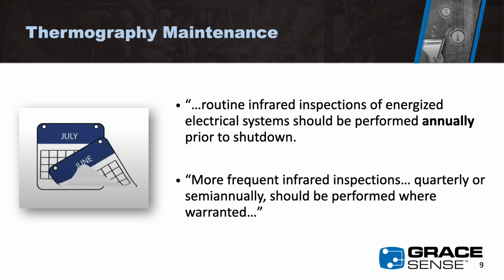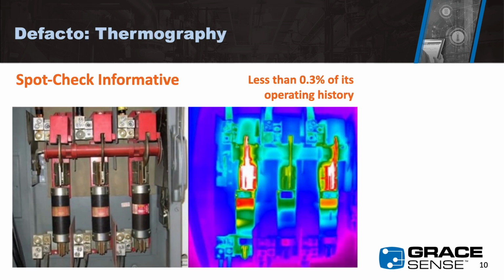So I like to see, for example, in this image, on the left is a piece of equipment. I call the thermography like a spot check informative view. But the problem is that on an annual inspection, that's less than 0.3% of its operating life is all the operating history that you're going to see. So as the equipment begins to age, it becomes more important to obtain more and more equipment health.